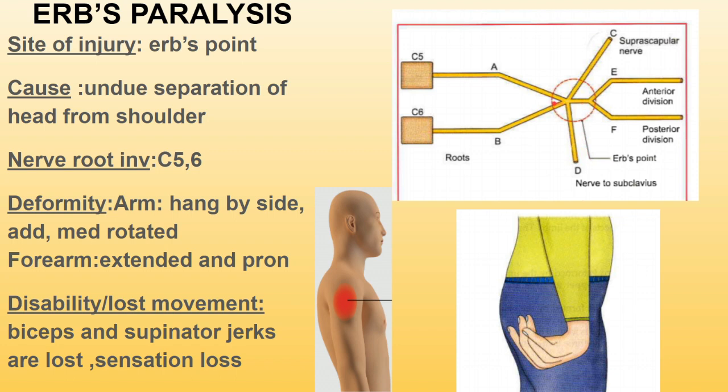And it has two divisions also, the anterior division and the posterior division, or the ventral division and dorsal division. Now the union of these six segments is known as the Erb's point, and injury to this particular Erb's point causes Erb's paralysis. The main cause is undue separation of the head from the shoulder joint, and this may occur during birth, or when you fall from a great height directly on the shoulders, or during anesthesia.